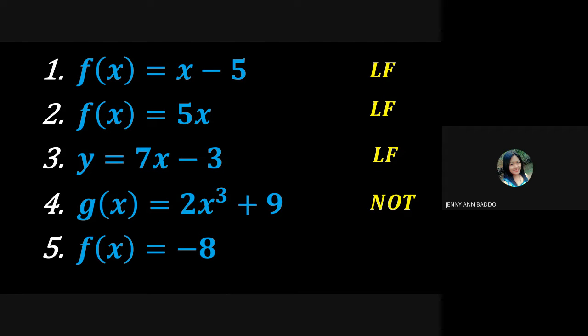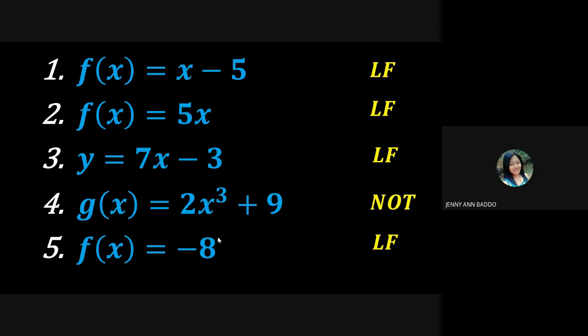Next, we have f of x equals negative 8. We do not have here a variable x, but take note it's still a function and we have y. Therefore, this is still considered a linear function. But in here, since we do not have an x variable, the slope is 0. And the y-intercept, of course, is the constant negative 8.